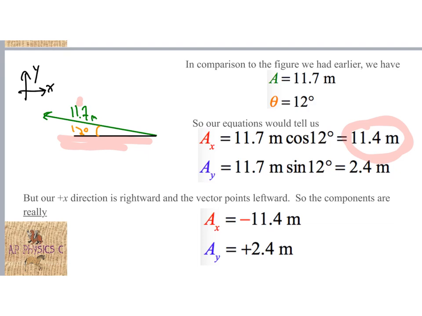So our equations would tell us that ax was 11.7 times cosine 12, and ay is 11.7 times sine of 12, which are apparently 11.4 and 2.4 meters respectively. But the plus x direction is rightward, and the vector points leftward. So we really need to pick up a minus sign. We have to keep track of that minus sign. Our actual components are minus 11.4 and plus 2.4. Otherwise, we'll be in trouble.